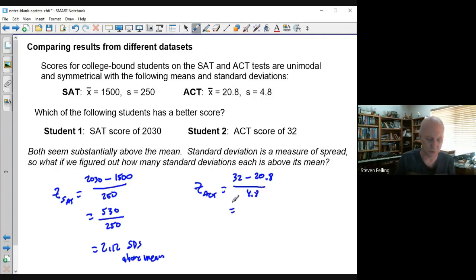So this student was 32 minus 20.8, which is 11.2 points above average, right? But a standard deviation is 4.8, so 11.2 divided by 4.8 for each standard deviation means this student is 2.33 standard deviations above the mean.